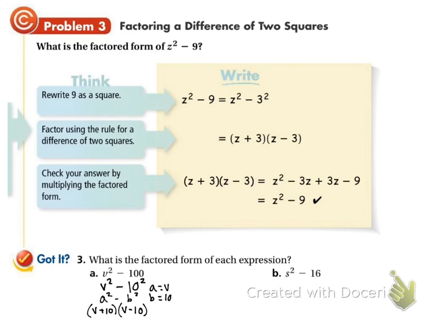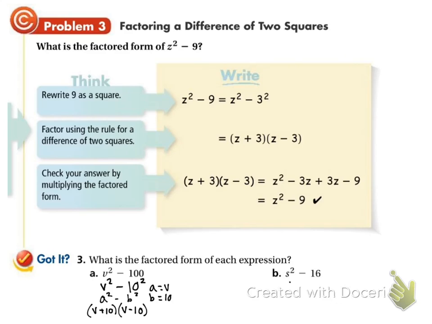If you were to distribute this or to do the table version or to use FOIL, you're going to get back to this same answer because you'll have a negative 10v and you'll have a positive 10v, and negative 10 plus 10 is 0. So let's look at the second one.